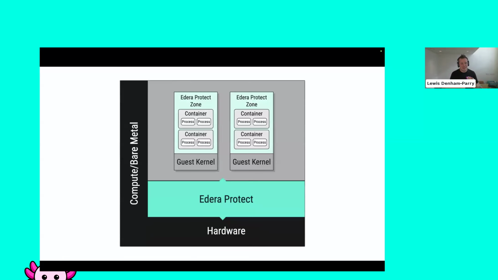So to solve that, Edera starts with a clean slate. We still have our hardware, but on top of our hardware, we have Edera Protect. That's our type 1 hypervisor. On top of Edera Protect, we have the Edera Protect zones. So we can see that these zones are running containers, as we saw in the previous diagram, but each of these has its own guest kernel.